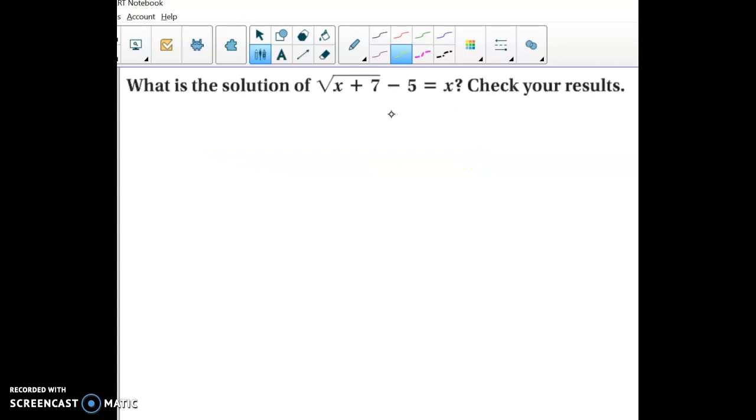All right, so definitely jot this one down, and the solving steps for this are a little different than what we did before. If you want to try it, go ahead. Okay, so I'm going to start by isolating my square root. So add 5 to both sides.